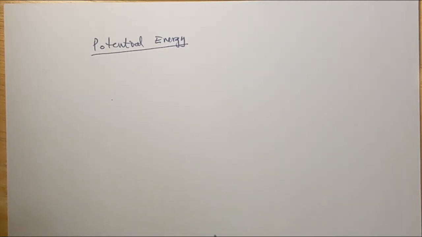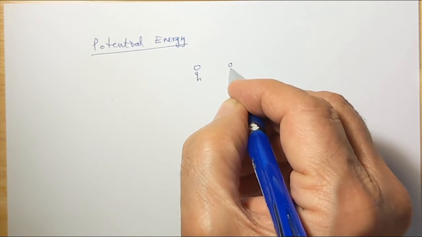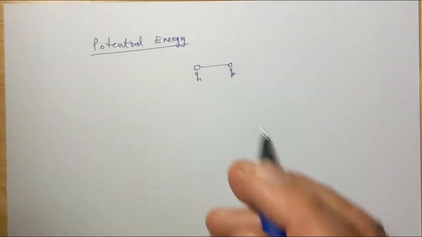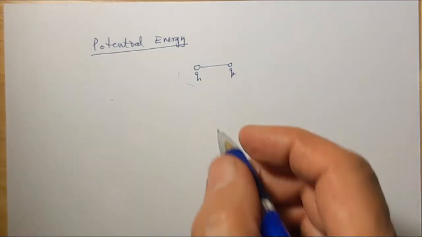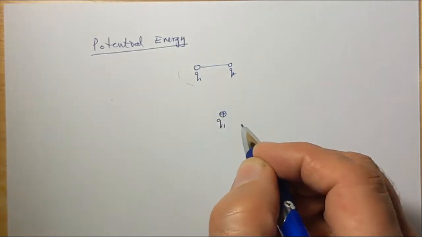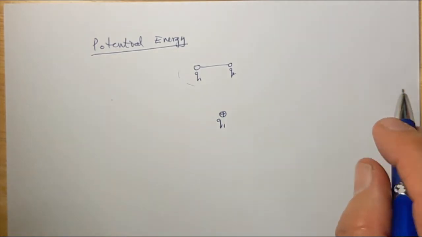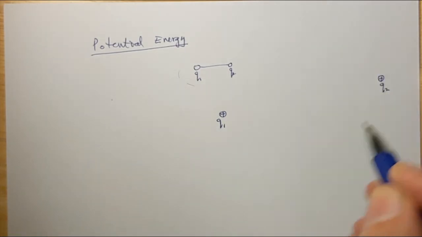We will now find the potential energy if we have two charges, Q1 and Q2, at some distance r between them. So what is the potential energy of this system? To do that, we'll take charge Q1, which we'll take as positive, and we will take the charge Q2, which is going to be very far away. So Q2 is here, also positive.